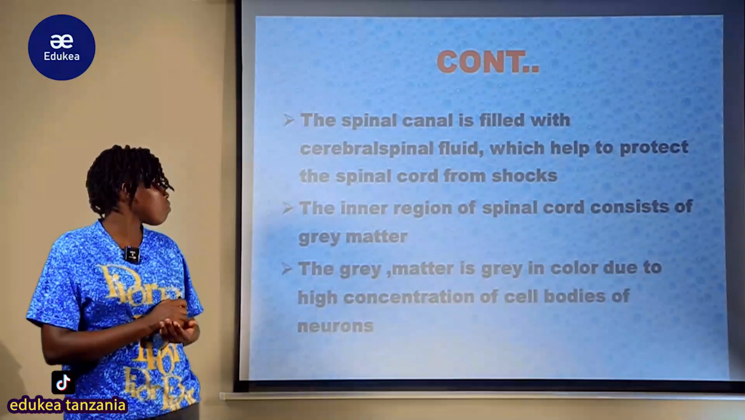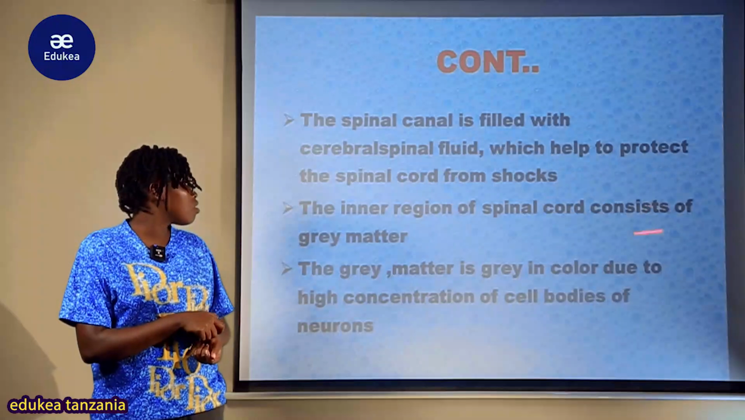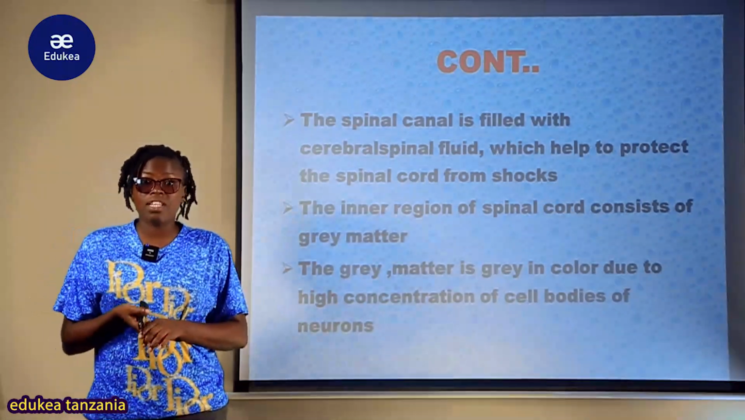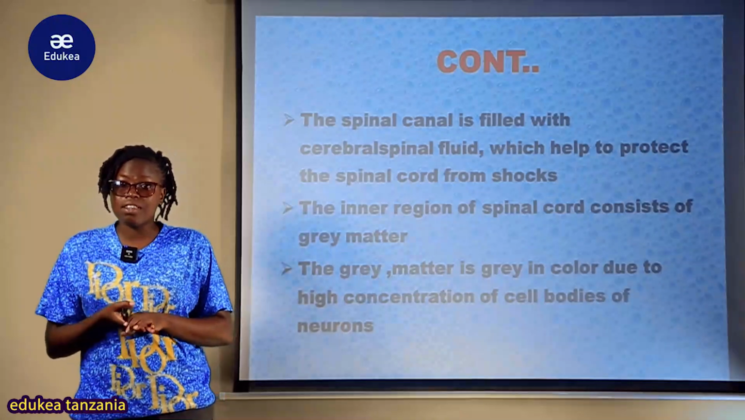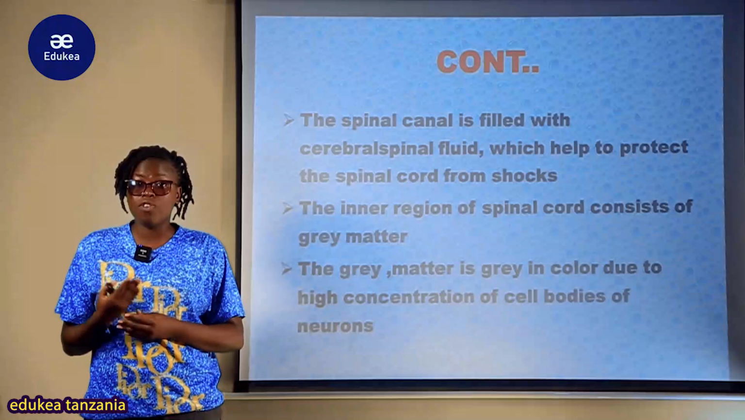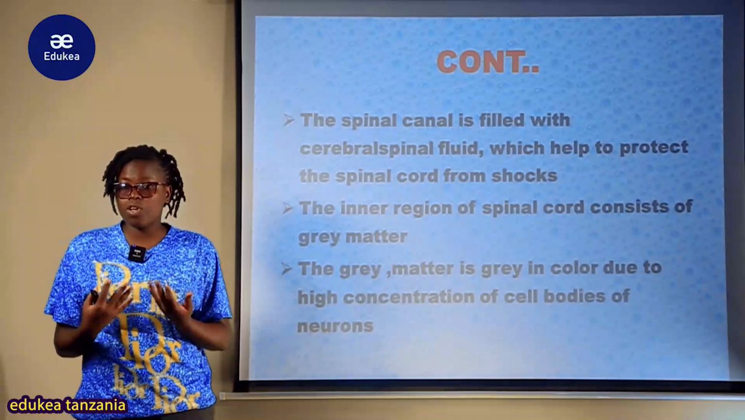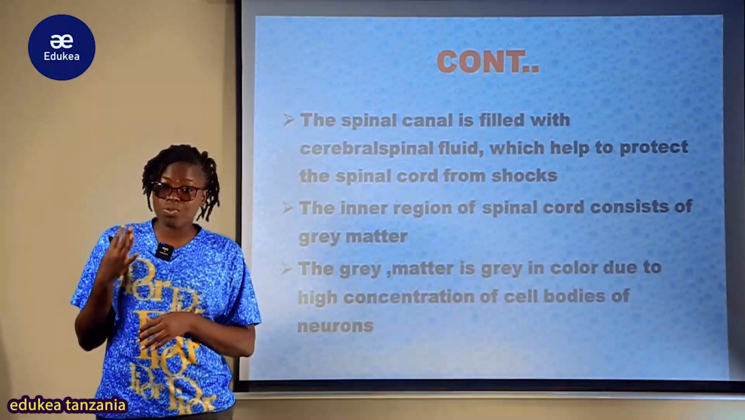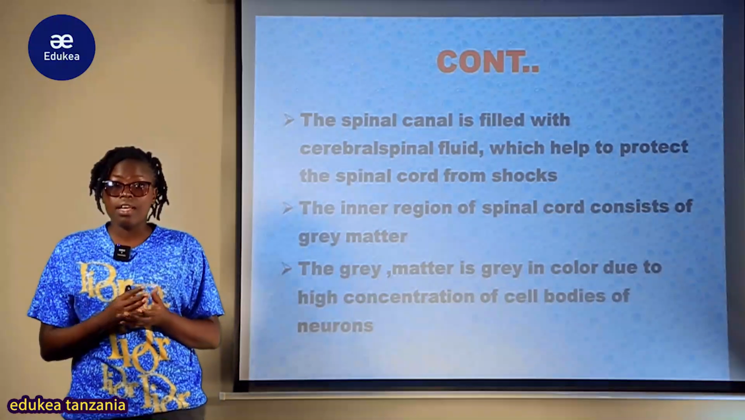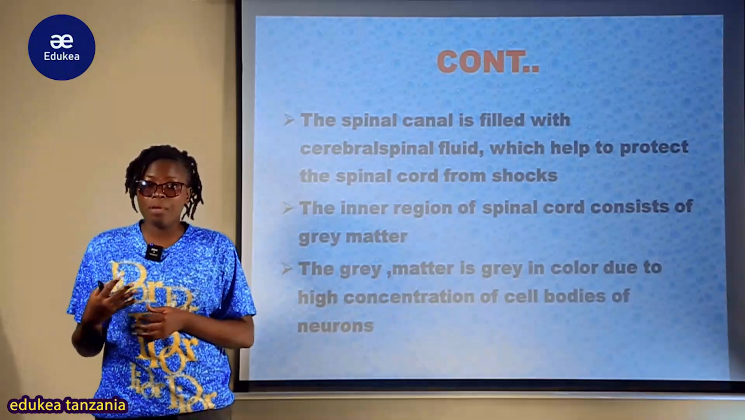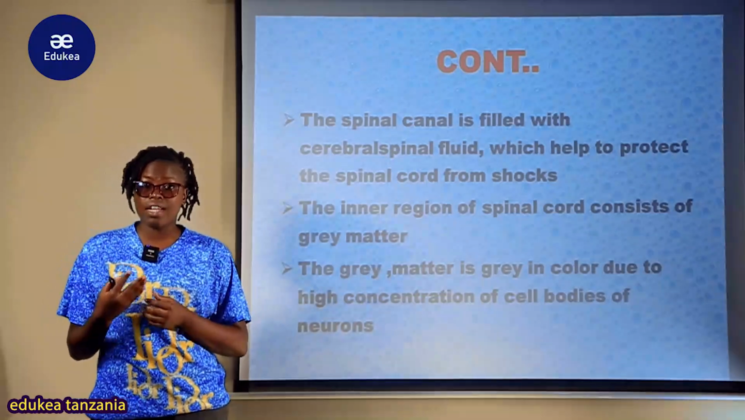The inner region of the spinal cord consists of the gray matter. And this gray matter is gray in color due to the concentration of the cell bodies of the neurons. So in the structure of the neuron there are three main regions: the dendrite, the cell body and the axon. And the cell body's work is receiving the impulses or signals which are collected by the dendrite.